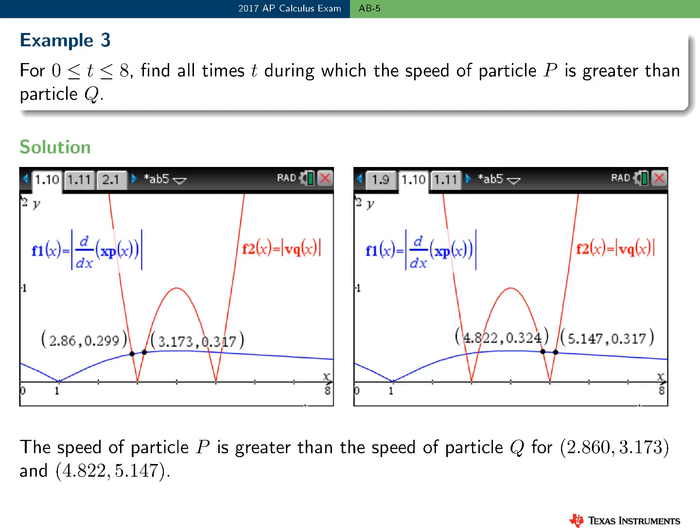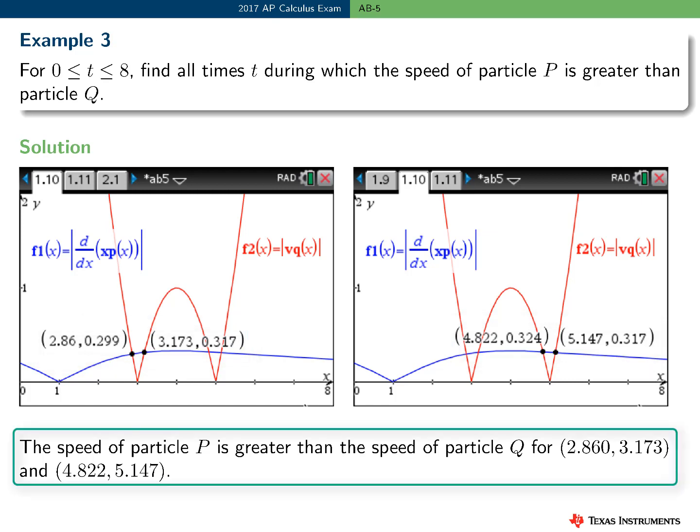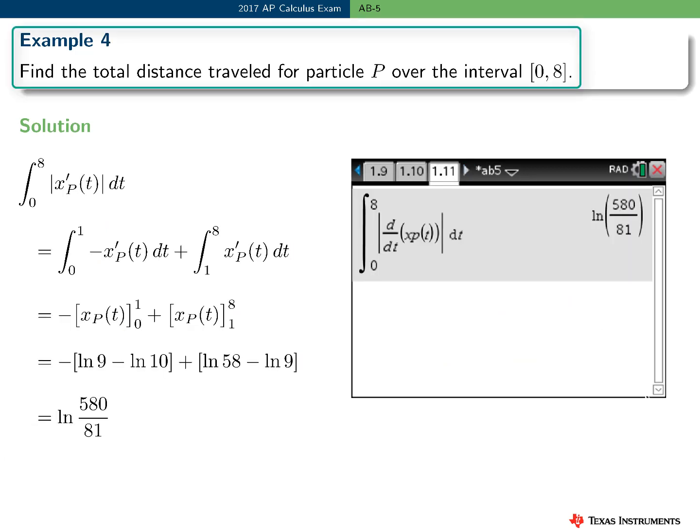And I can see two intervals on the graph, but I'll need to find the points of intersection. I used the built-in calculator function to find and label the points of intersection. And the two intervals I need are 2.860 to 3.173 and 4.822 to 5.147. In this example, let's find the total distance traveled for particle p over the interval 0 to 8.